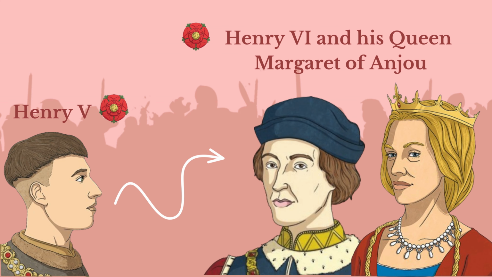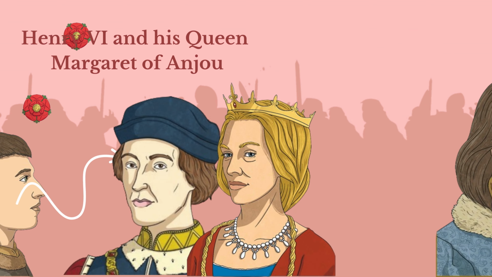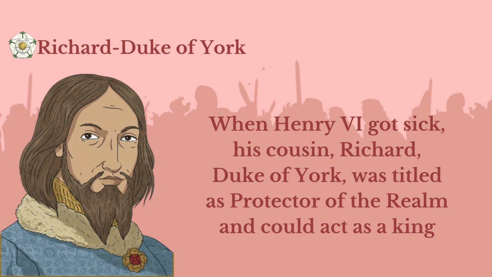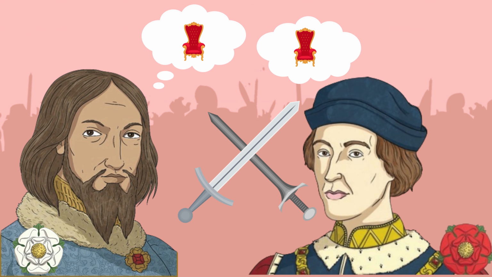And, after his death, his son, also named Henry, Henry VI, took his place in 1422. He was not a strong ruler, while his queen, Margaret of Anjou, was strong-minded and had the strength to be very influential. When Henry VI got sick, his cousin, Richard, Duke of York, was titled as protector of the realm and could act as a king. After Henry VI recovered, both of them wanted the throne.